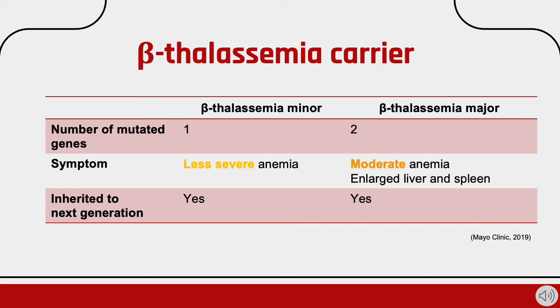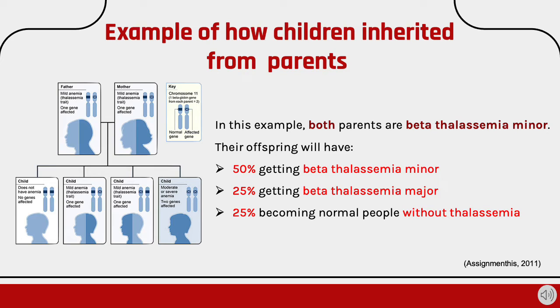Beta thalassemia happens when one or more genes that control the making of beta globin are absent or defective. All mutant genes may be inherited by the next generation. It can cause anemia ranging from mild to severe. The most serious form is beta thalassemia major, which has two mutant genes and can cause severe anemia. This example can show how beta thalassemia is inherited by the next generation. If both parents are beta thalassemia mild, their offspring will have a 50% chance of getting beta thalassemia minor, 25% getting beta thalassemia major, and 25% becoming normal people without thalassemia.